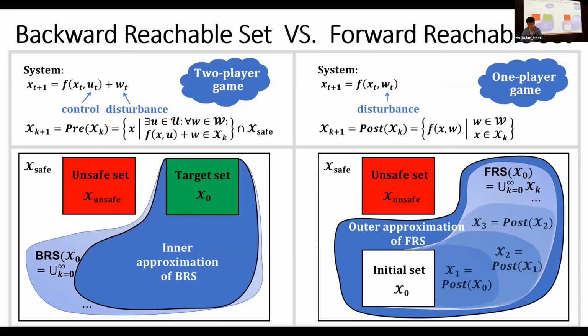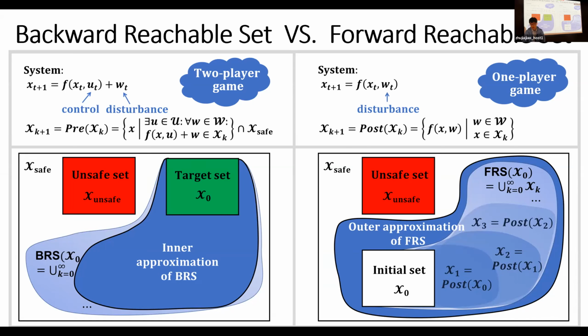The second difference is the following. In backward analysis, usually it makes more sense to do an under approximation or inner approximation whenever the exact computation is impossible. This is because if you can get this inner approximation, then the control law derived from this inner approximation will work for the real system. On the other hand, for the forward analysis, this is not the case.